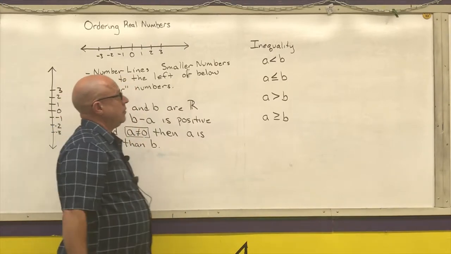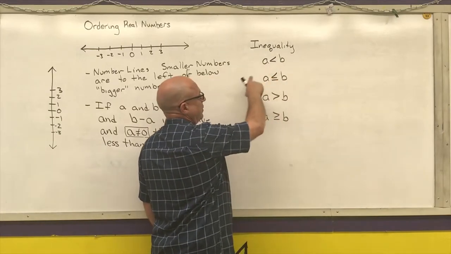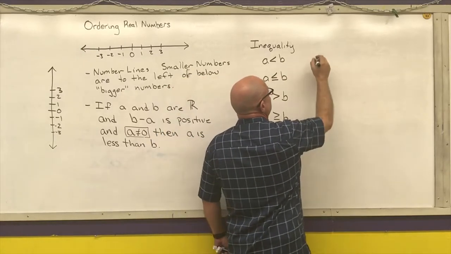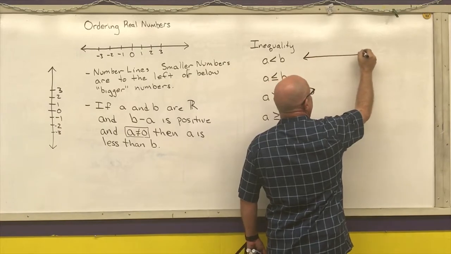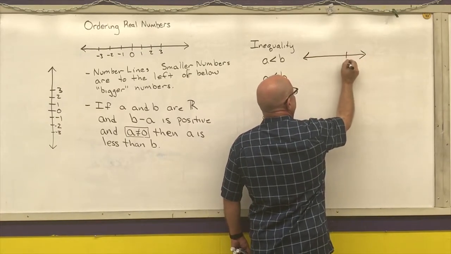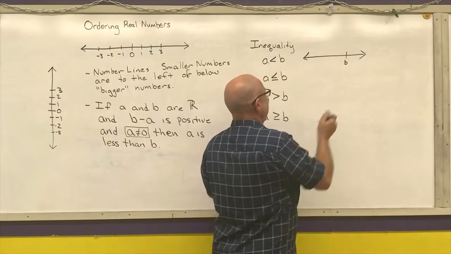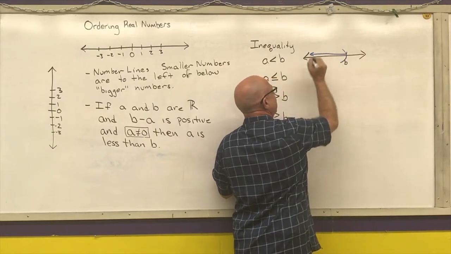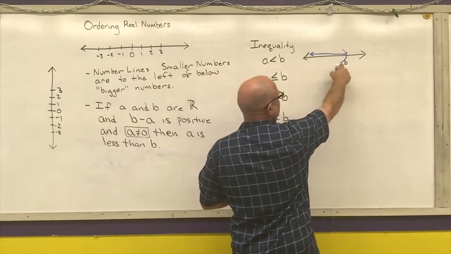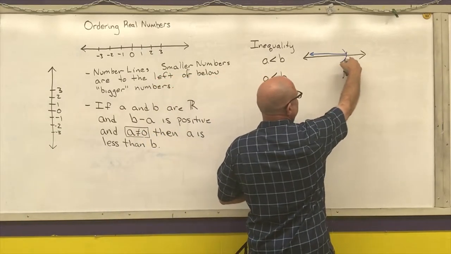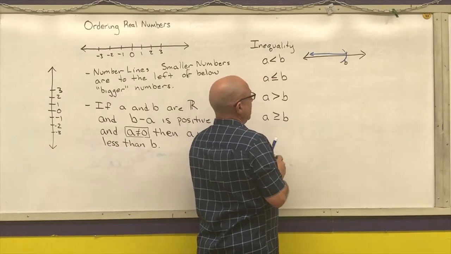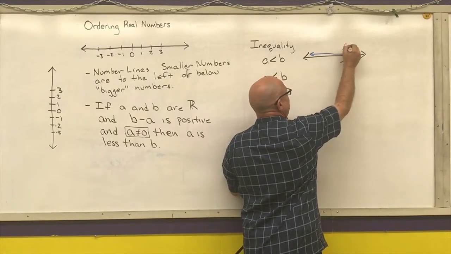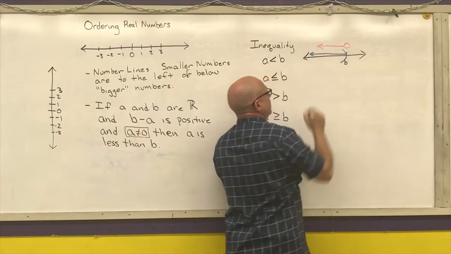That means A is to the left of B on the number line. So if I draw my number line, and I pick the number B here, A is any number to the left. Notice I used a round parenthesis there. That means it can be any number up to but not including the B. Another way you may see this is on your number line, you may see an open circle and an arrow to the left.